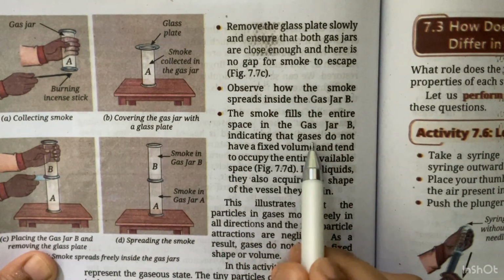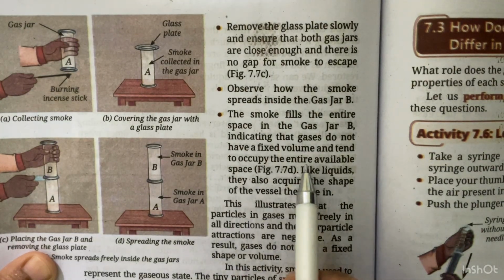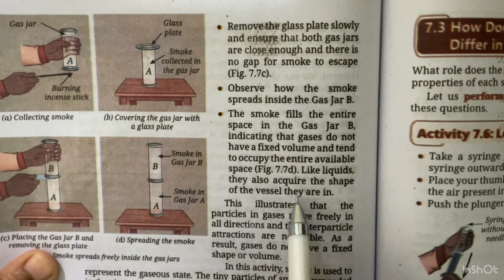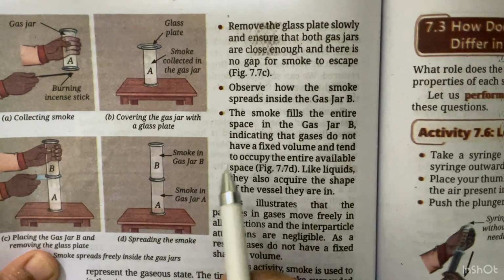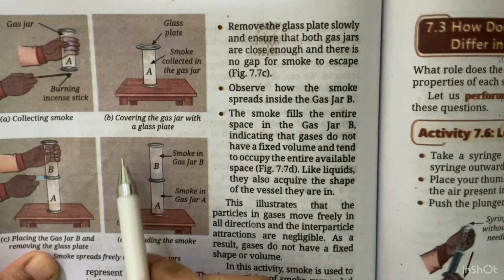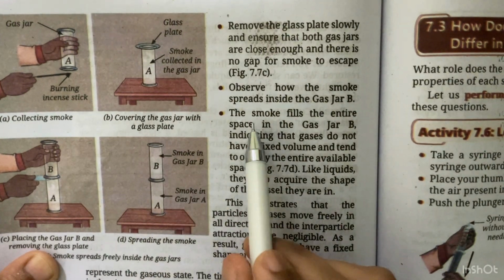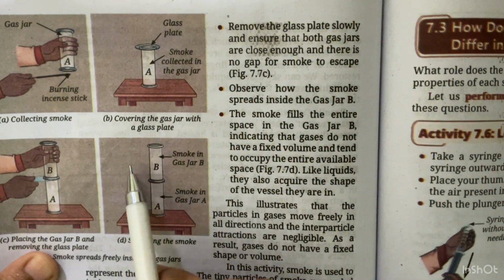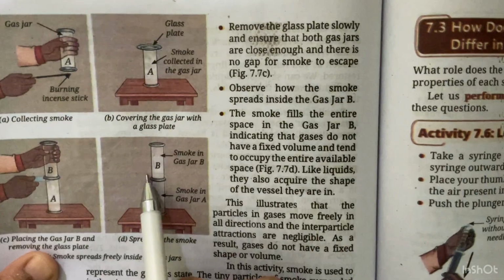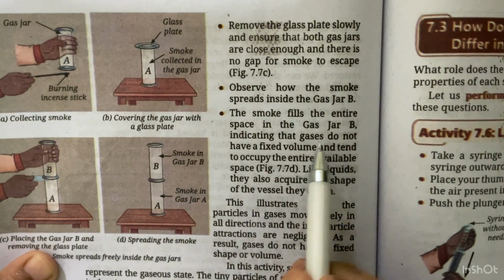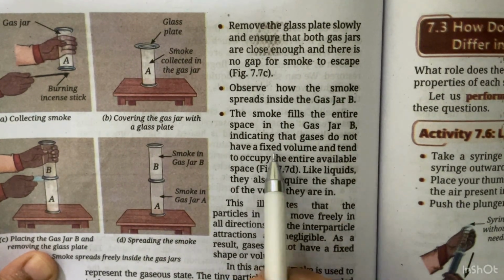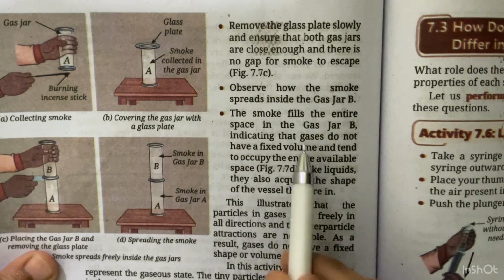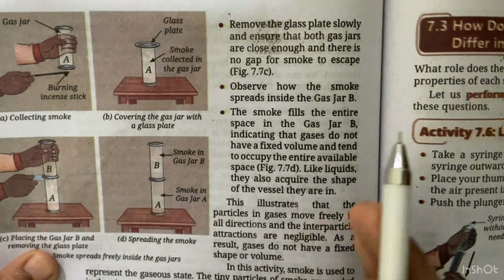This indicates that gases do not have a fixed volume and tend to occupy the entire available space. Like liquids, they also acquire the shape of the vessel they are in. From this we observe that wherever it gets space, it completely occupies that space. The smoke fills the entire space completely, in jar B also. This indicates that gas does not have a fixed volume, but the liquid we have studied has a fixed volume. Gas doesn't have a fixed volume, and it doesn't have a fixed shape either.